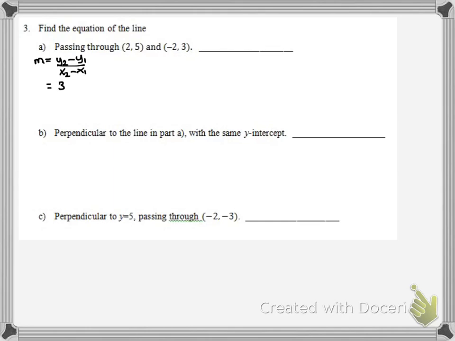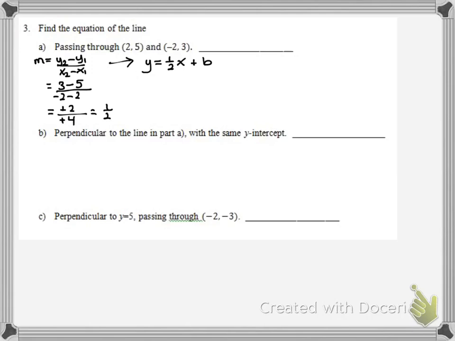So I'm going to do 3 minus 5, that's the difference in the y's. For the x's, I get negative 2 minus 2. 3 minus 5 is negative 2. Negative 2 minus 2 is negative 4. Of course, those two negatives become positive, and this reduces to 1/2. So what this tells me is, I know the equation is y equals 1/2 x plus b. I do not know b.